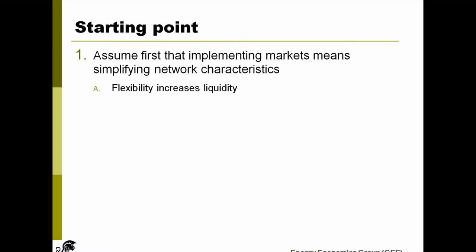And the starting point is that I'm assuming that implementing market means simplifying network characteristics. And this simplification of network characteristics from the point of view of market participants is equivalent to giving free flexibility to market participants. This free flexibility is a useful tool in implementing market because it makes the product more homogeneous. It makes the amount of traders trading with the same product higher, thus increasing liquidity, thus increasing the efficiency of the market. So the idea is that implementing markets will imply simplifying network characteristics, and simplifying network characteristics will imply giving free flexibility.